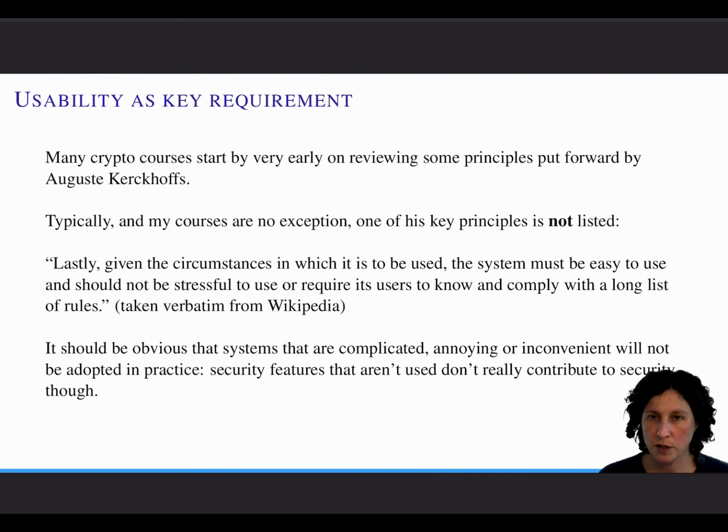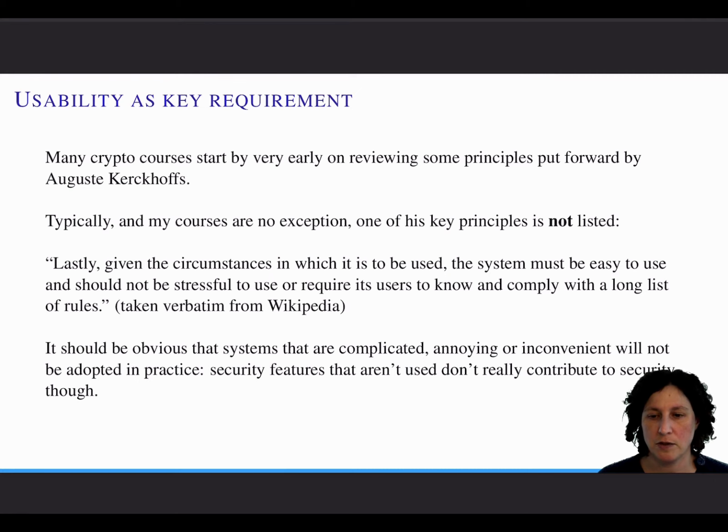And there's one key principle which I tend not to list for a crypto course, and this is the one that roughly translates as follows. Lastly, given the circumstances in which it is to be used, the system must be easy to use and should not be stressful to use or require its users to know and comply with a long list of rules. This is really, really important, isn't it?